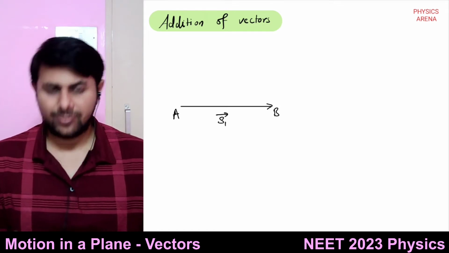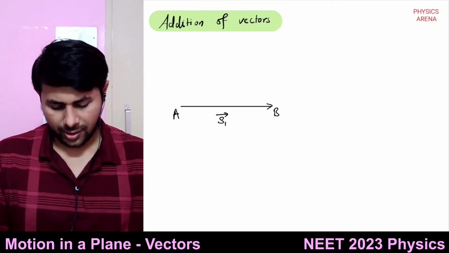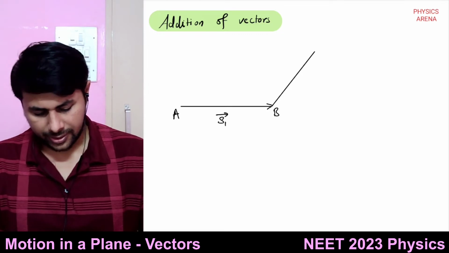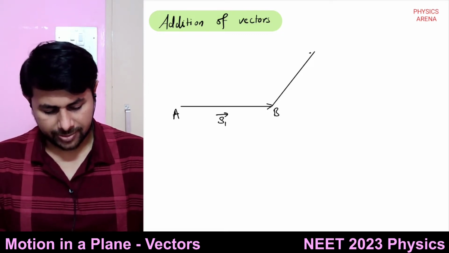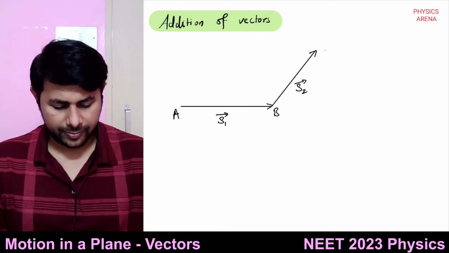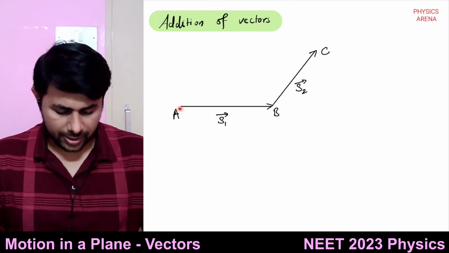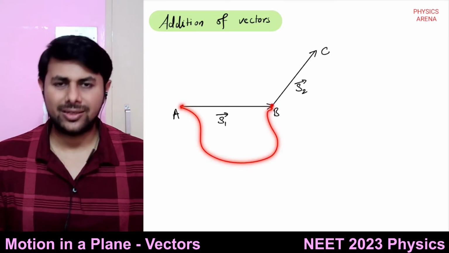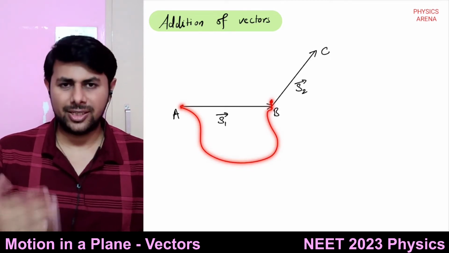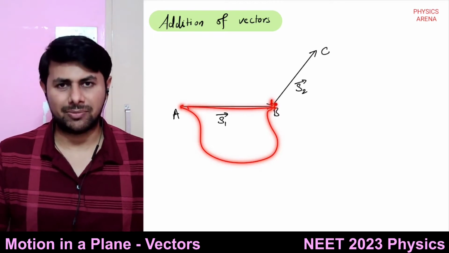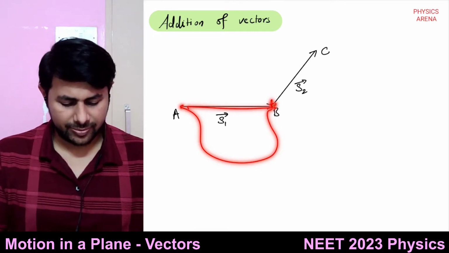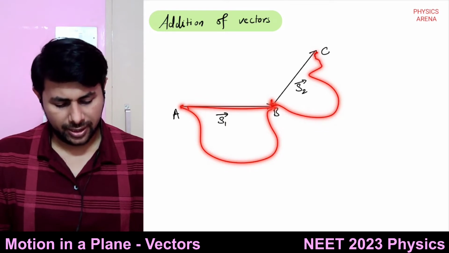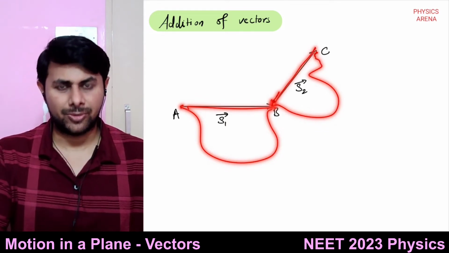Then starting from point B, it goes somewhere else. Okay, so it moves like this till this point. So how much would be its displacement? Let's suppose this is S2 bar. Okay, so the object starts at this point, it moves along some path, reaches point B. So till this part of its motion, the displacement is S1 bar. Then again, it starts at B and moves to the point C. Then its partial displacement for this part of the motion is S2 bar.